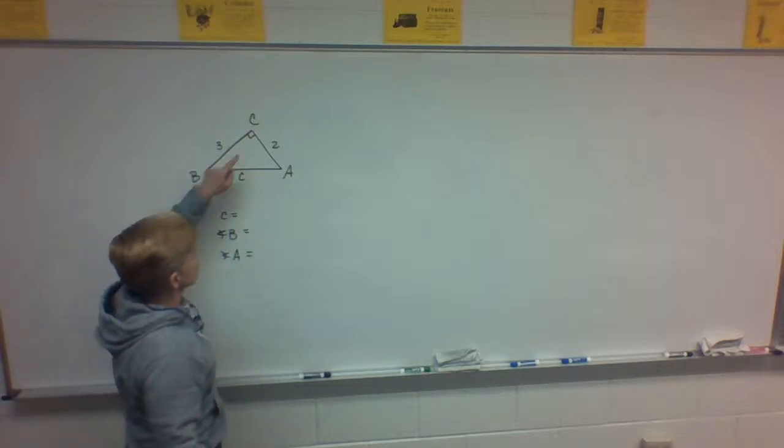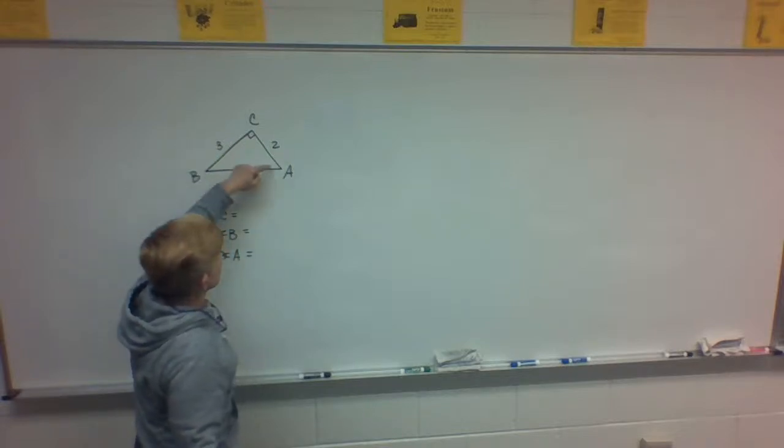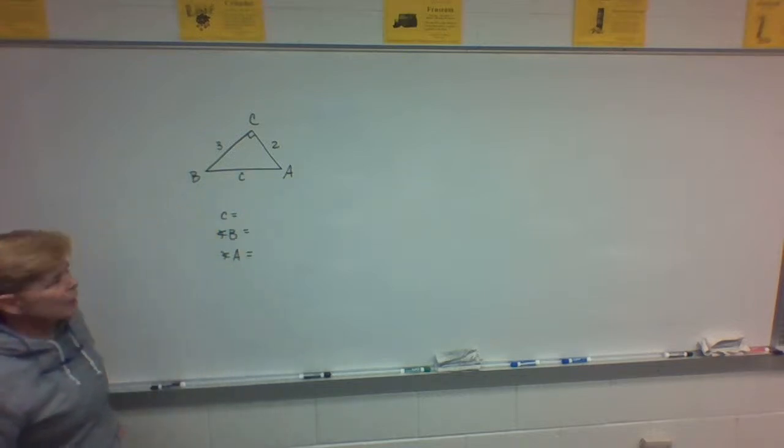The 3 that they gave us is the fact that this is right. This side over here is 3. This side over here is 2. The things that are missing are this third side and these 2 acute angles. Do you agree? Yes. All right.